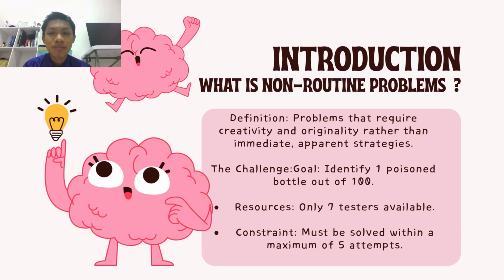Our specific problem involves 100 bottles, numbered 1 until 100. One of these bottles is poisoned because someone put it there. The culprit is that I'm very handsome, so he put the poison there. To help me, we have only 7 testers available and must identify the correct bottle within a maximum of 5 attempts. So how are we going to solve this?